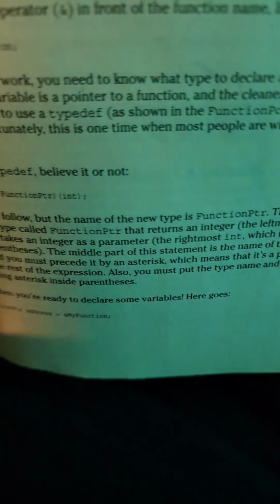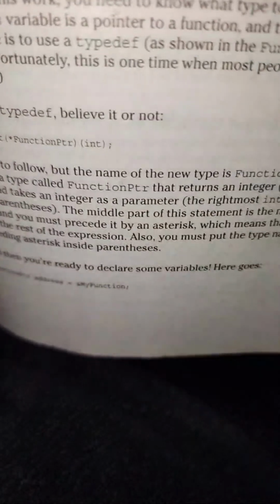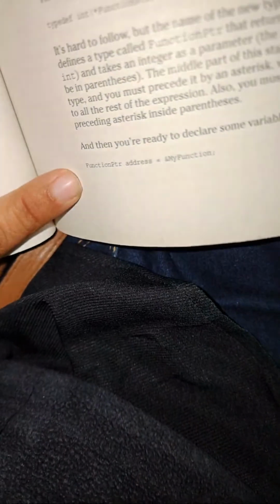Also, you must put the type name as preceding asterisk inside parentheses. And then you're ready to declare some variables. Here goes. Okay, let's do that. Function pointer address equals ampersand my function.